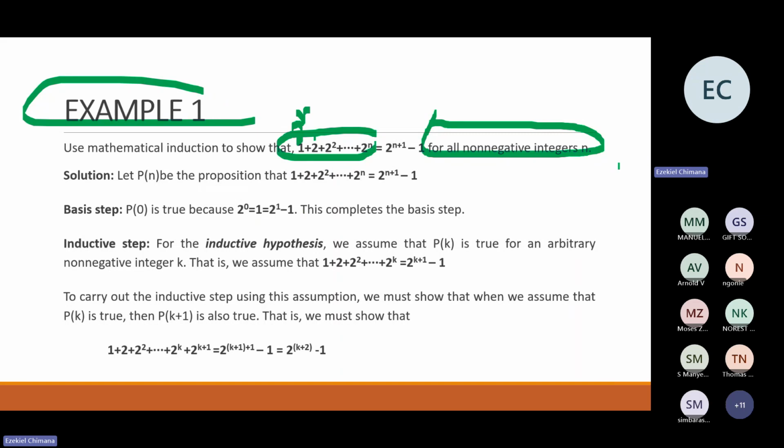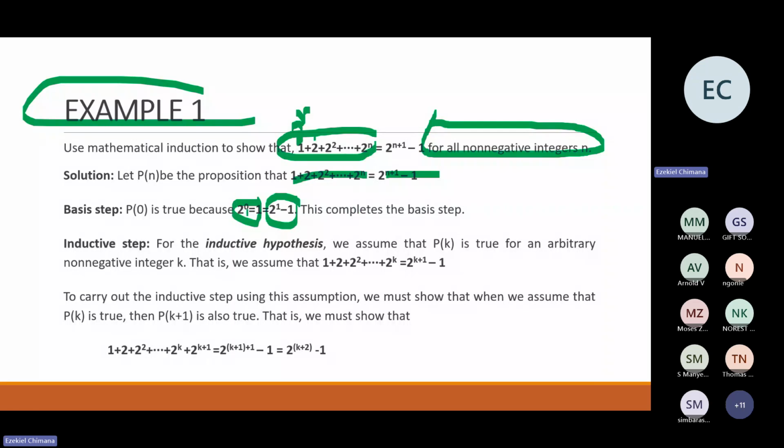Once it is in this range, it is going to be true, because you're just going to put the value to the power n here, and then you put the value here, and then you tell us which one is going to give us the correct value. So, base step, p of 0 is true because 2 to the power 0 is equal to 1. And then 2 to the power 0 plus 1 is as good as 2 to the power 1, then minus 1, which is going to give you a 1. This completes the basis step, because we've proved that whenever we have p of 0, the left side will be equal to the right-hand side.